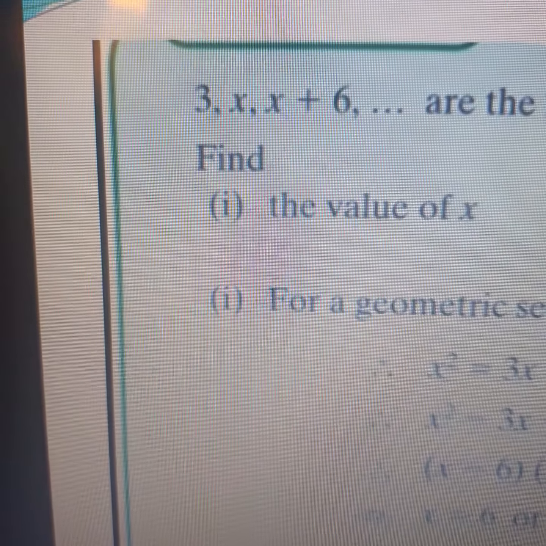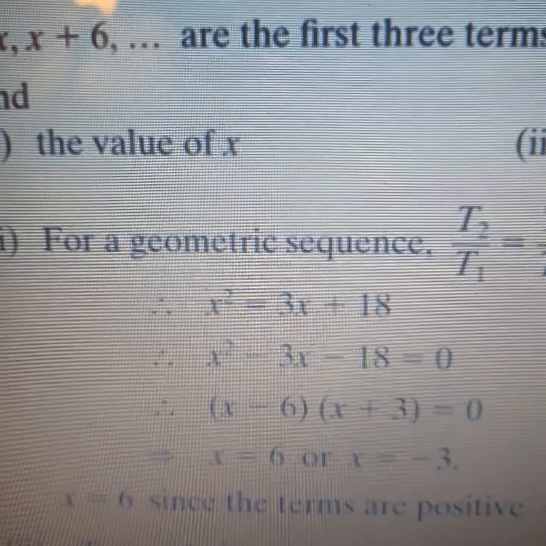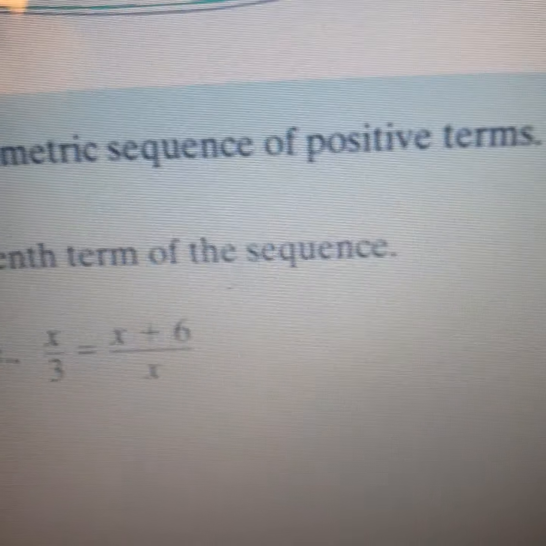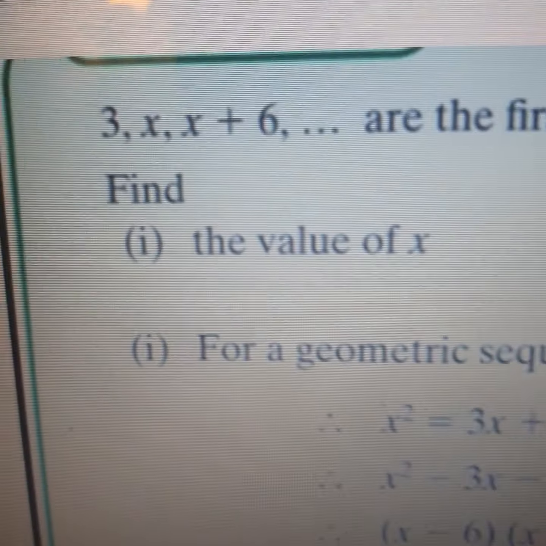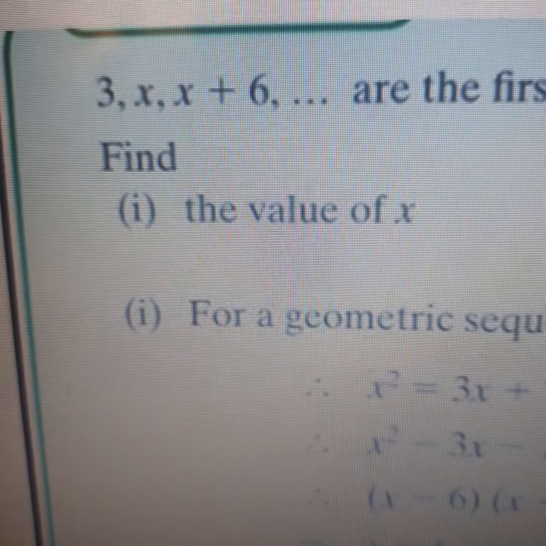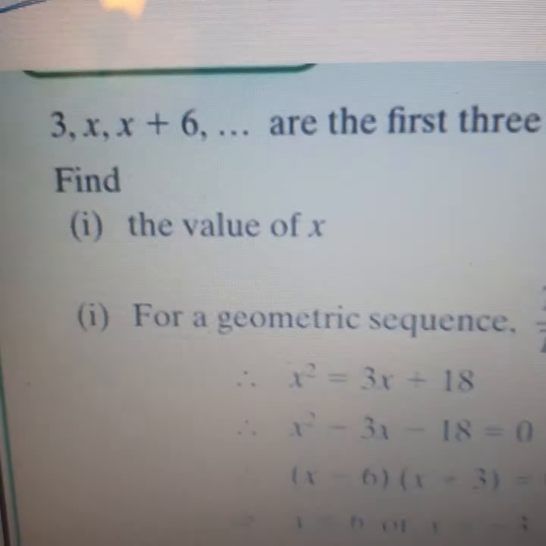Now, we have to go with one of those answers. So which answer would we go with? 6, obviously, because it said that they're positive terms. So we can't go with the minus 3, because obviously the second term would be minus 3 and that doesn't satisfy what they said the characteristic of this particular sequence is.